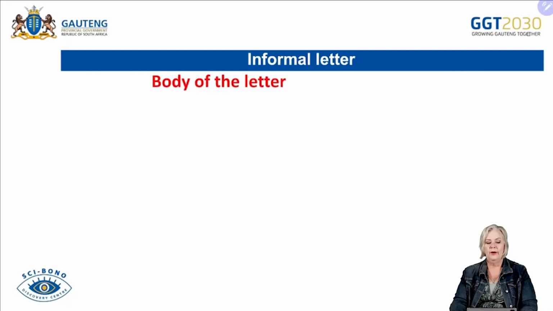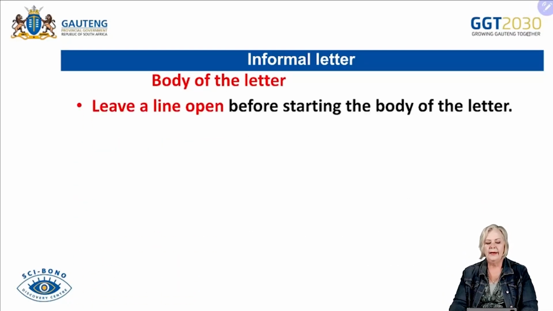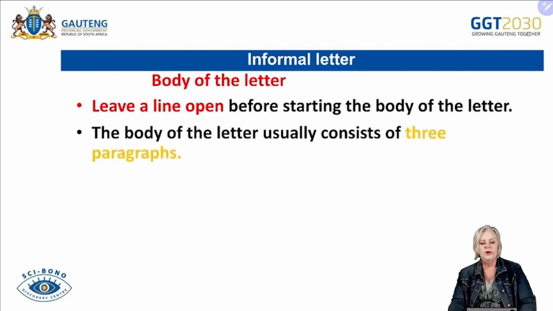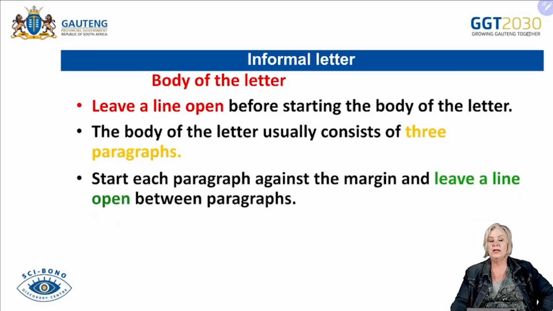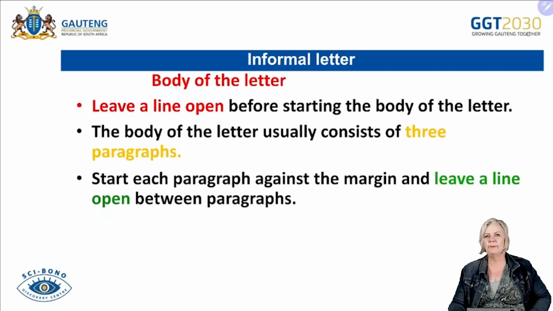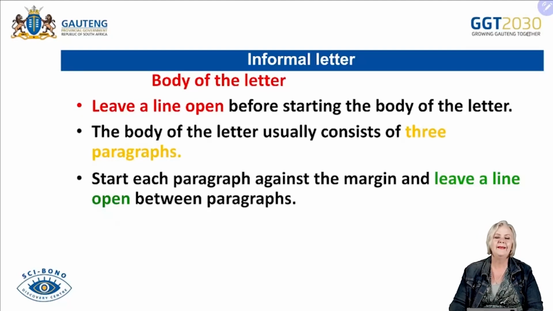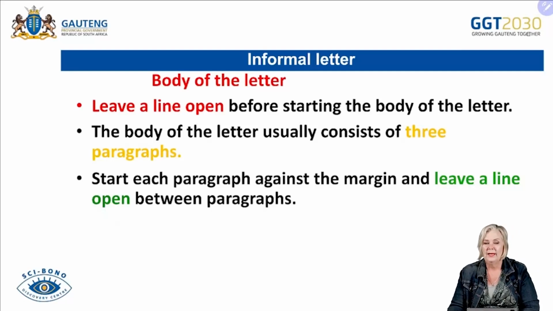Let's take a look at the body of the letter. You leave a line open before starting the body of the letter. The body of the letter usually consists of 3 paragraphs, as I mentioned earlier. Start each paragraph against the margin and leave a line open between paragraphs. Very often you end your first paragraph in the middle of a line and then you want to start the new paragraph in the next line. That basically constitutes a single paragraph. So leave that line open and start your paragraph on the next line.